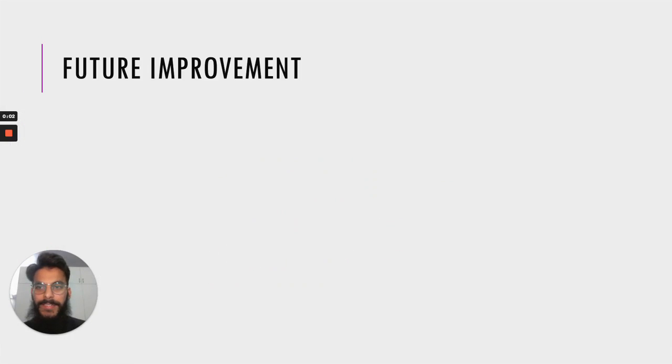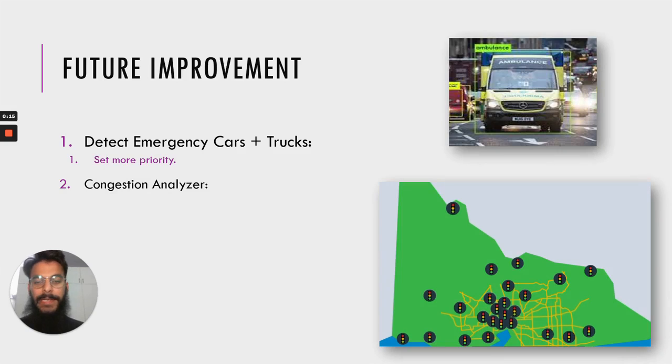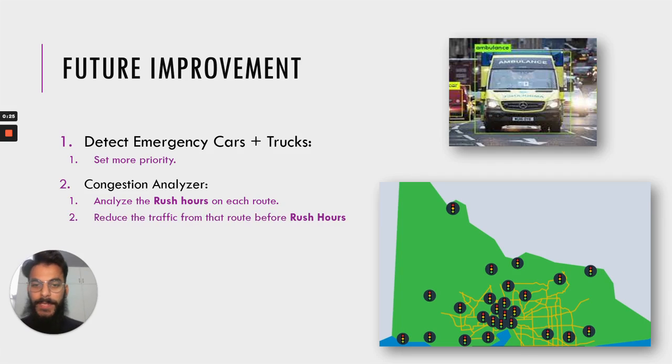So in the end, let's discuss the future improvements that we can make. The first is that we can also detect emergency trucks, cars, and every emergency service to give them prioritization. Also, as I described earlier, we can analyze the rush hours and the routes so that we can remove the rush from those routes.